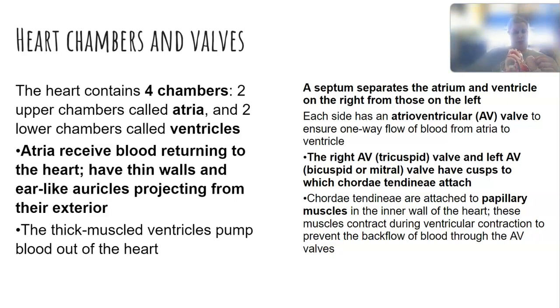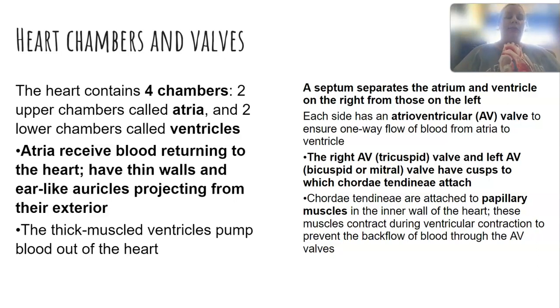The thick-muscled ventricles pump the blood out of the heart. So the thickest part of your heart is your ventricles, which are these red ones. We're just going to open this one. They also have valves, which we're going to go into here in just a minute. These are the most muscular chambers because they contract to actually pump the blood out of your heart. A septum separates the chambers on the right from those on the left. You also have one right here.